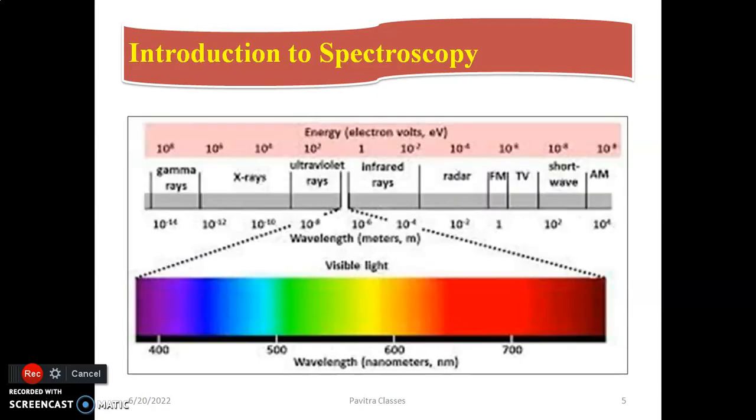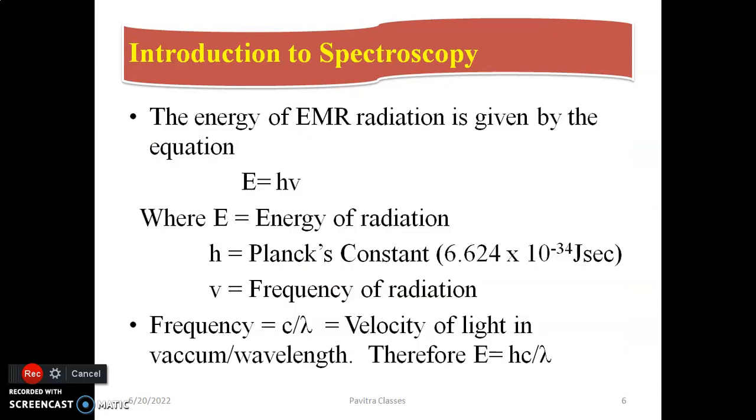This is also the same chart, with wavelength in nanometers and wavelength in meters. The VIBGYOR colors, violet to red, are the visible light that we see with the normal eye. Other than that, there are infrared rays, UV rays, X-rays, gamma rays, radar, FM, TV waves, short waves and AM. These are the universal EMR radiations in one column.